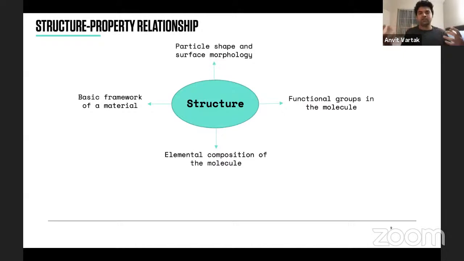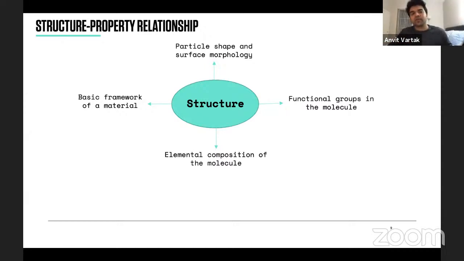Structure comprises these four things, which is the particle shape and surface morphology. How does a particle look at a microscopic level? Is it a sphere? Is it a rectangular particle? Is it like a shard of glass that's broken down? Things like those. What are the functional groups in the molecule? What is the elemental composition of the molecule? As we talked about in the previous example, the elemental composition is C, H, and O. What were the functional groups? We had alcoholic groups in one, we had ethers in the other.